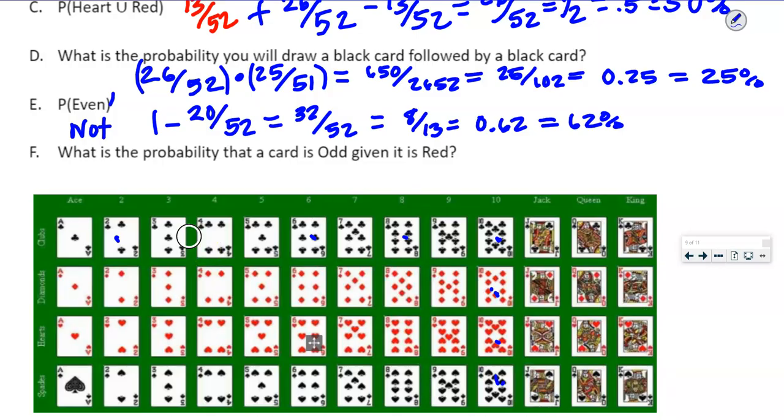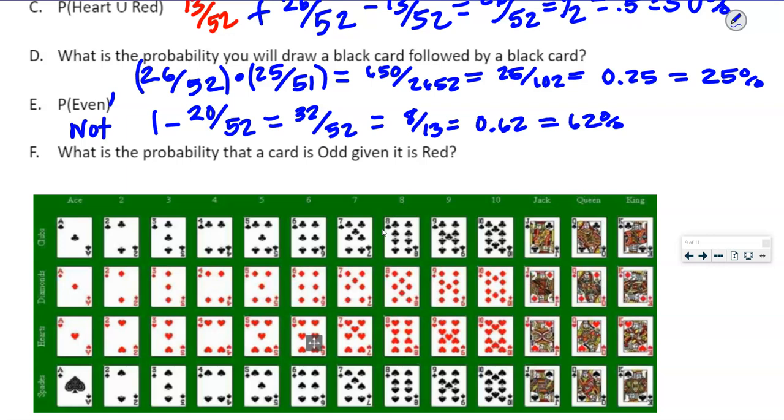So now the last one here says, oh, and by the way, odd cards, I need y'all to know this, okay? Odd cards, an ace is not an odd card. Okay, an ace is a category of its own. Odd cards are 3, 5, 7, and 9. So if it asked us about odd cards, which is what it's about, what's the probability that a card is odd given it's red? We're going to talk about that right now.